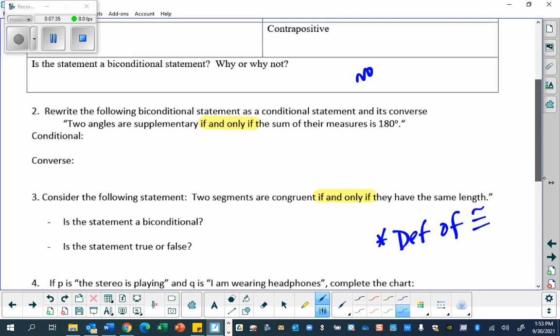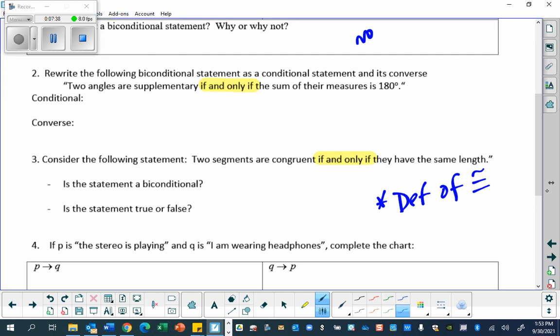All right, when you took a look at number 2, rewrite the following biconditional statement as a conditional statement as converse. I know it's biconditional because I see the if and only if when I break it up. If you want to be absolutely 100% picky, that's going to be your P. So for your conditional, if the sum of the measures is 180 degrees, then two angles are supplementary. If you mix up that inverse converse, it's okay. I'm not going to give you a hard time. But if you want to be absolutely precise, this is your P and your Q, because the P follows the if. Okay?